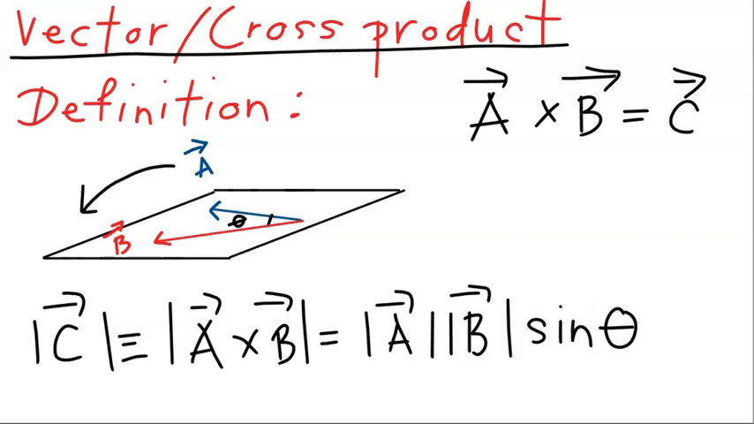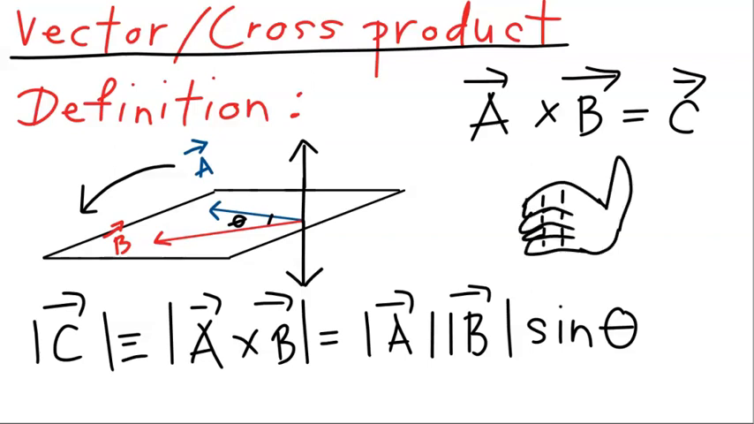Now, the direction of c is as follows. c lies in a direction perpendicular to the plane containing vectors a and b. So it could be this way or that way. Now, which one is the right direction? The direction of vector c is given by the right-hand rule.